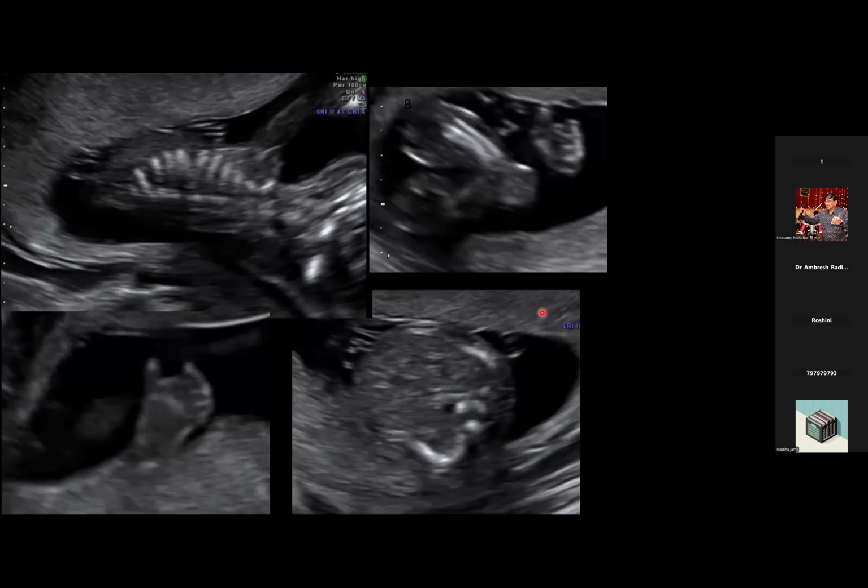So moving on to postaxial polydactyly. This is a 22 weeks fetus showing very short ribs. You can see that in this transverse section of the thorax, the ribs are not extending beyond 1/3 of the thoracic circumference. There is also polydactyly in foot and hand. So this is the short rib polydactyly syndrome.